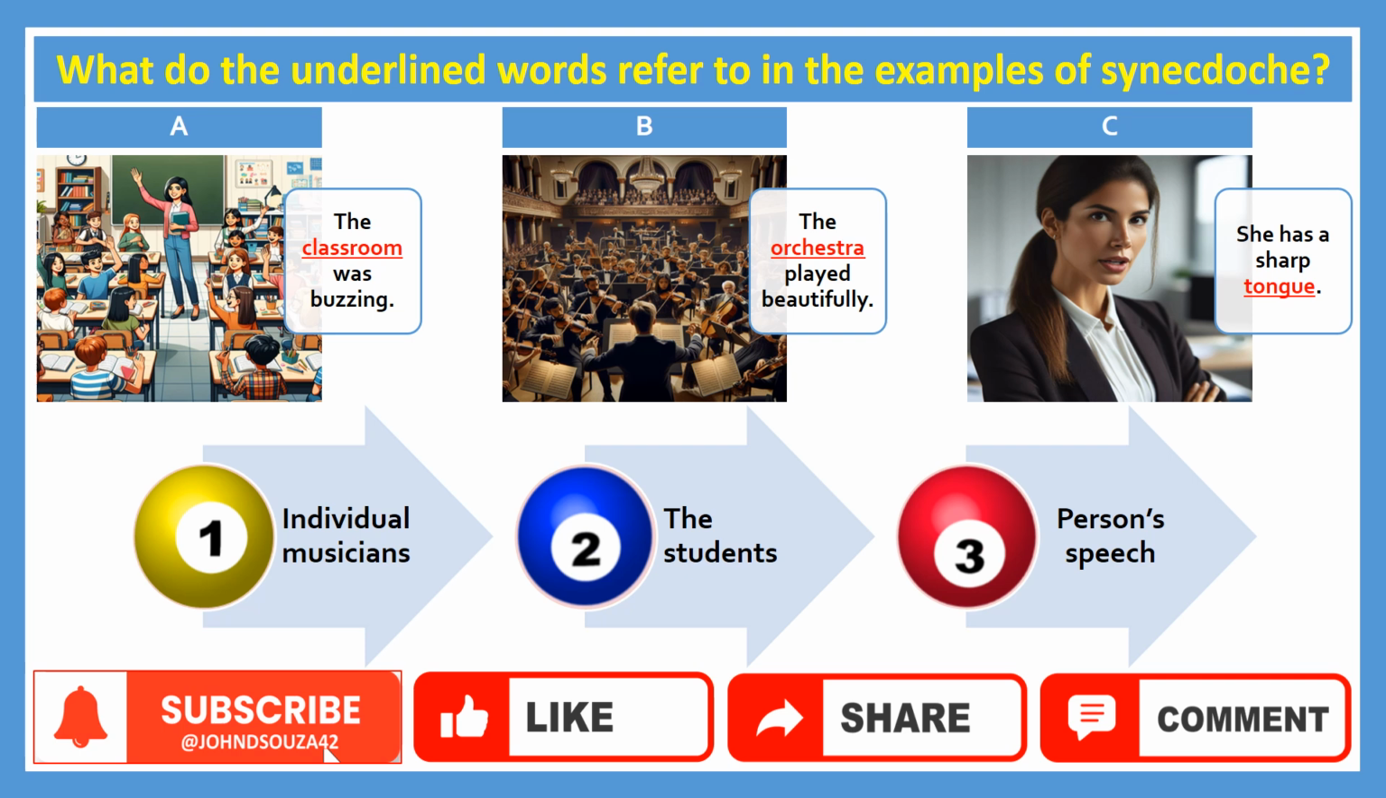First one, the classroom represents the students inside it. Second, the orchestra represents the individual musicians. Third, tongue represents the person's speech.